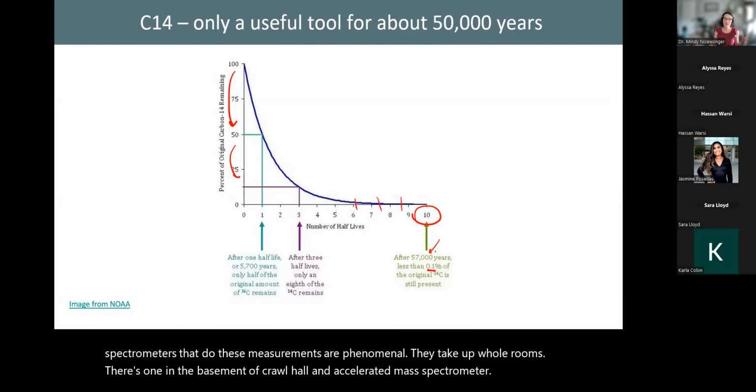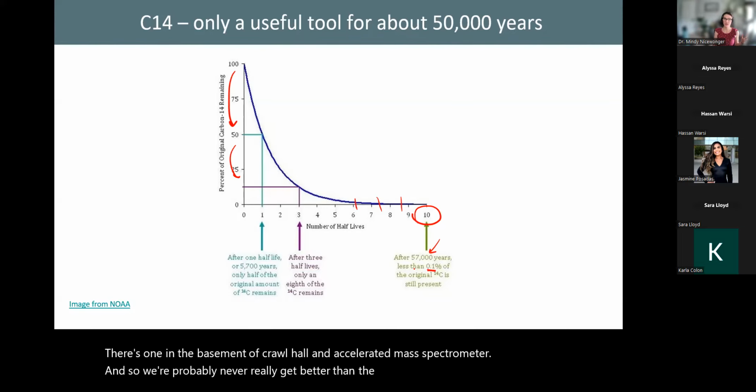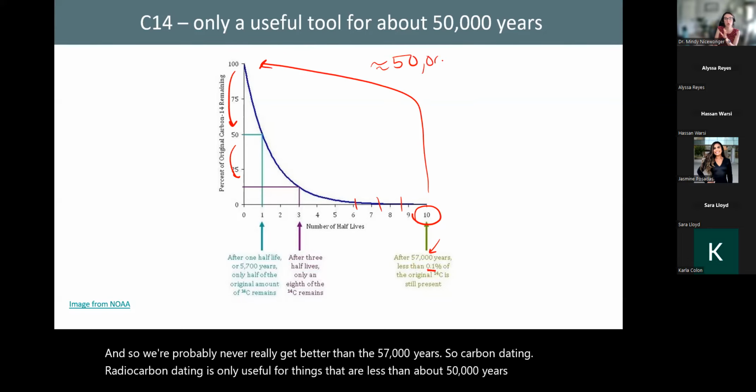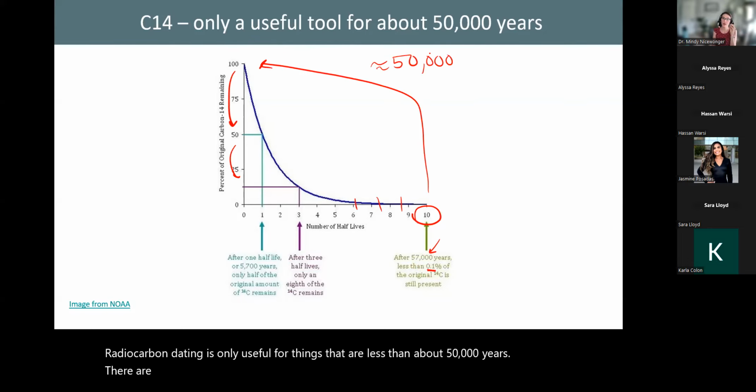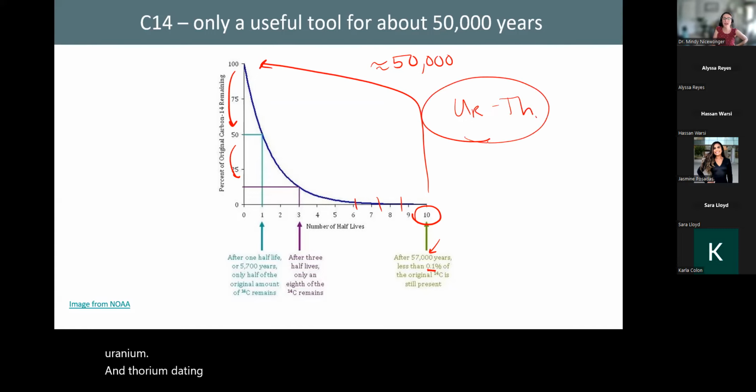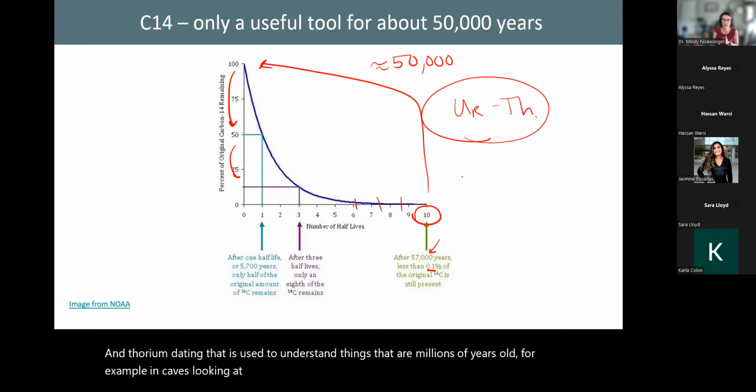And so we'll probably never really get better than the 57,000 years. So carbon dating, radiocarbon dating, is only useful for things that are less than about 50,000 years. There are other naturally occurring radioisotopes that allow us to date things older, like uranium and thorium dating. That is used to understand things that are millions of years old, for example, in caves, looking at cave speleothems.